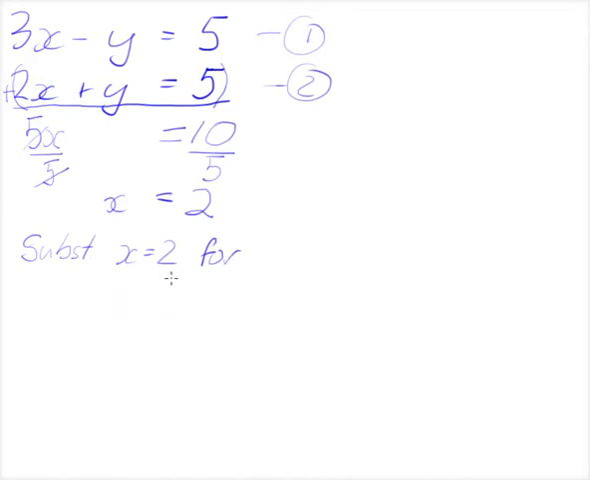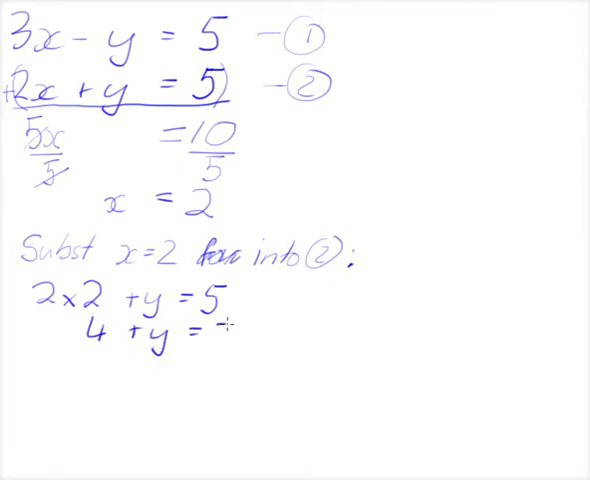Oh, not 4, sorry. Don't have to write 4. Substitute x equals 2 into equation 2. And then we literally do that. So here's equation 2. 2x plus y equals 5. So 2 times x. Instead of writing x, I'm going to write 2 now. So 2 times 2 plus y equals 5. Let's simplify that. 4 plus y equals 5. And now we're just going to solve for y.